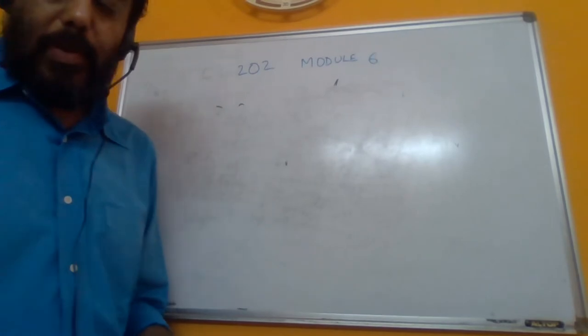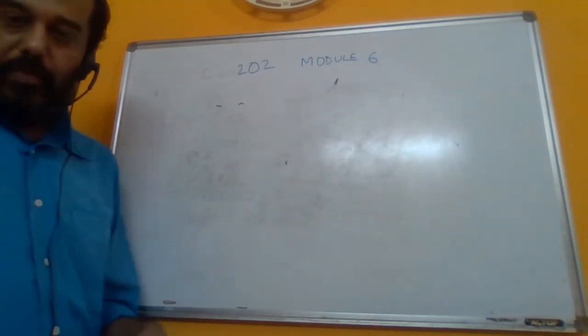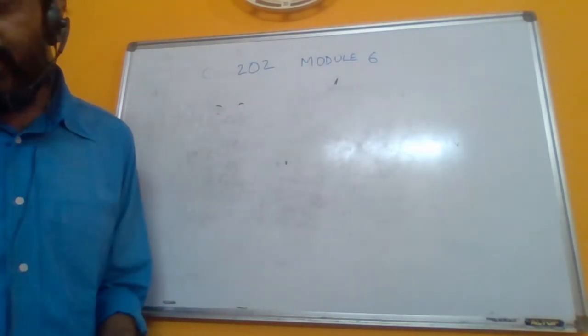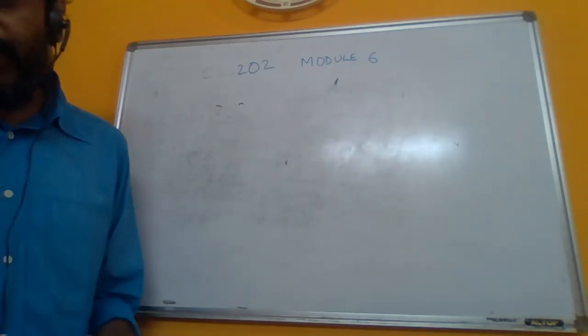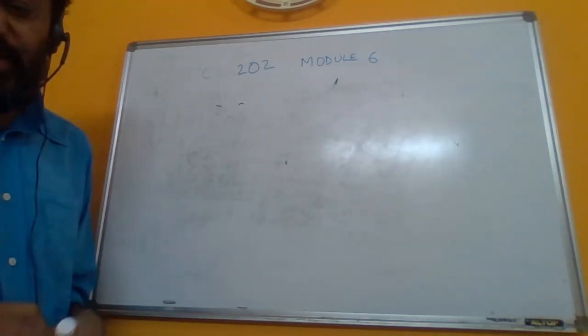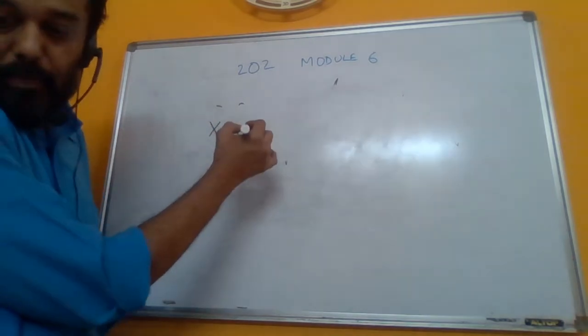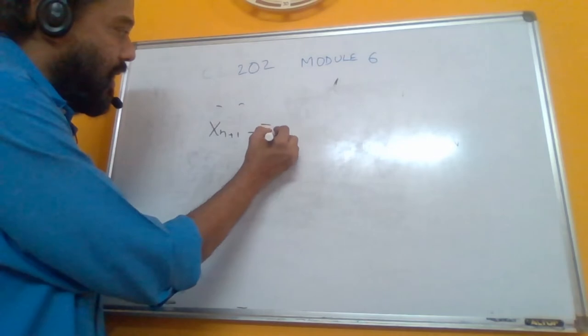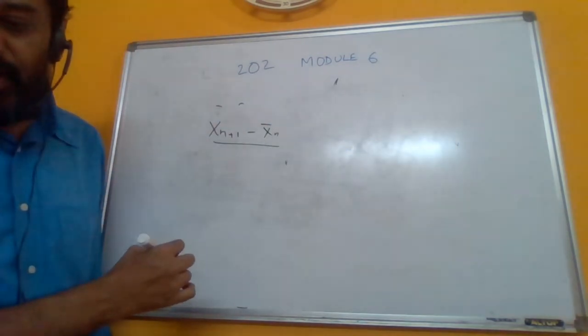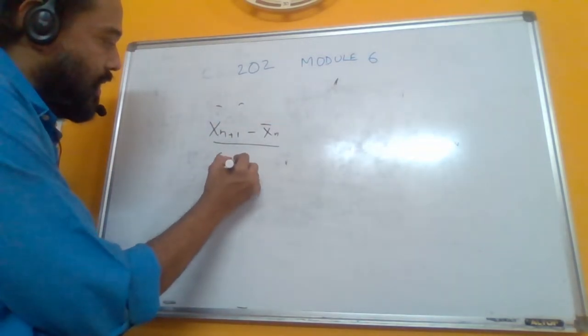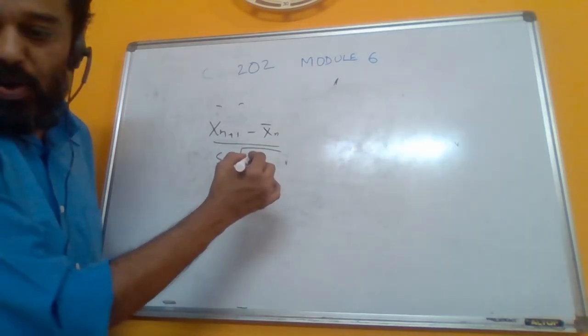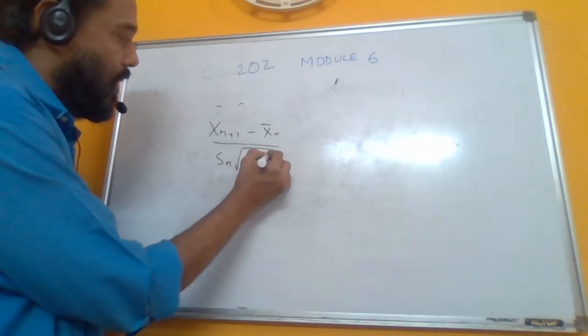Okay, so it's a very similar problem. You have n plus 1 samples given to you. You have calculated the average using the first n samples, and you have to find out the distribution of x_{n+1} minus x bar n divided by s_n times the square root of 1 plus 1 by n.